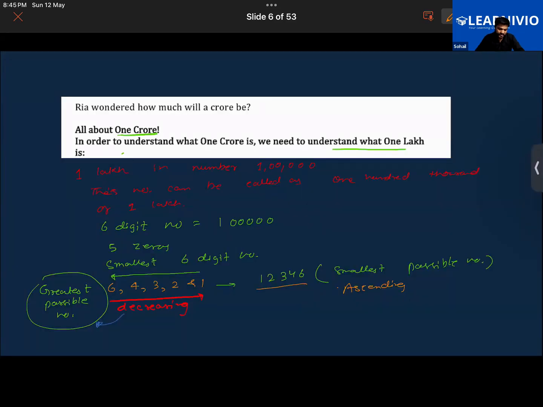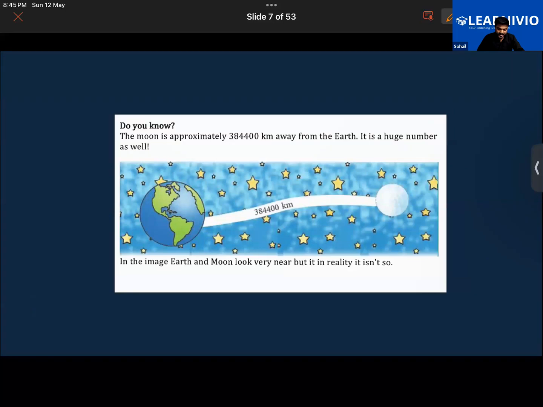We talked about, first of all, what 1 lakh is. We did a study about 1 lakh, how it looks, how many digits are there. It has got 5 zeros in it. It's the 6 digit smallest number. Now let's learn about 100 lakh.